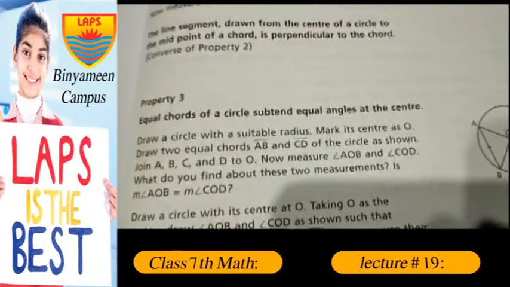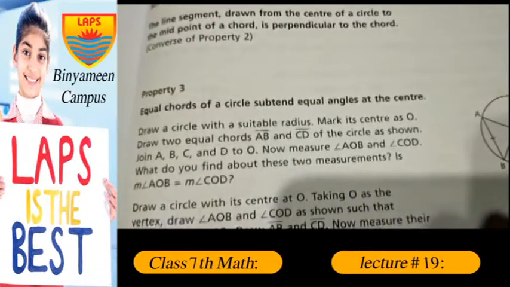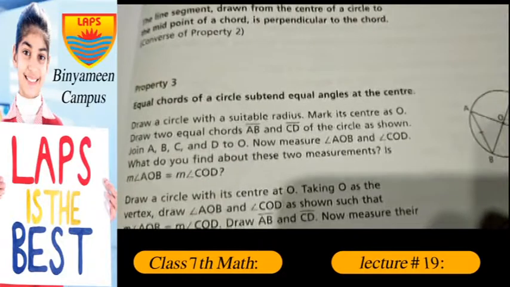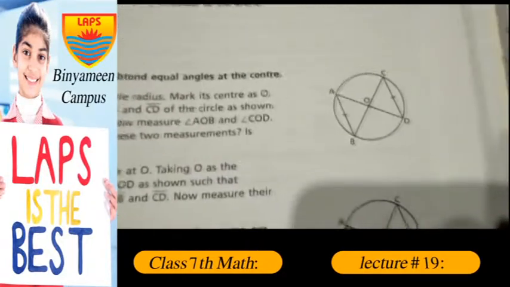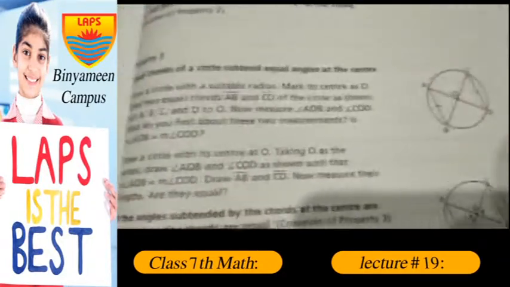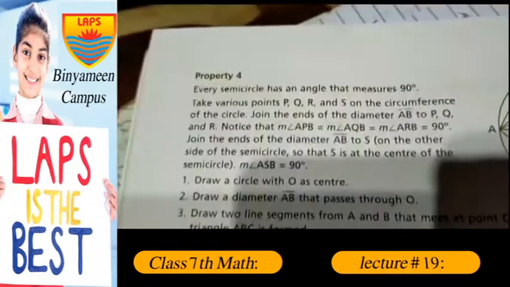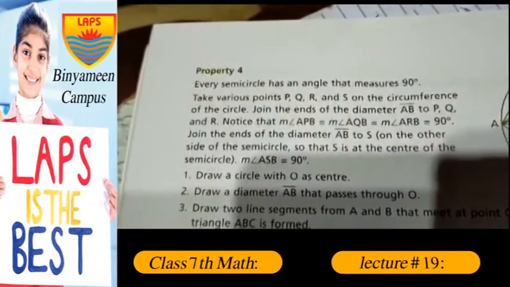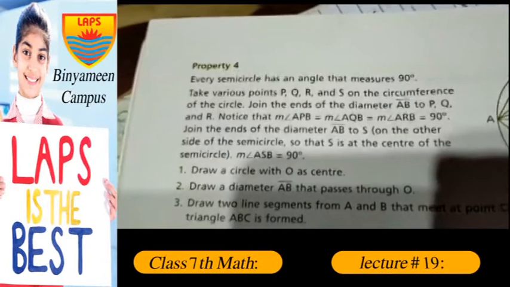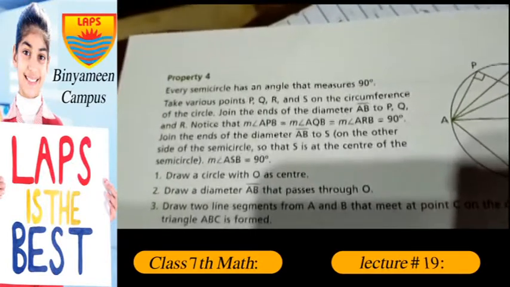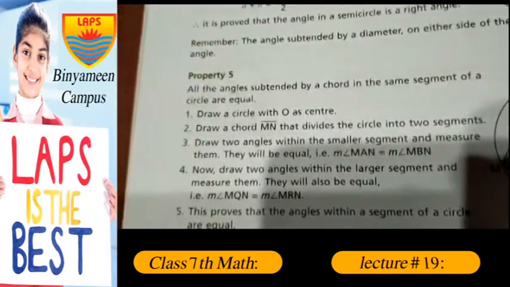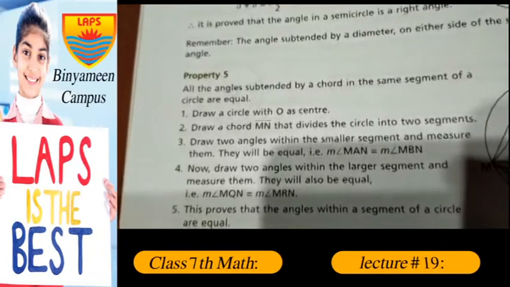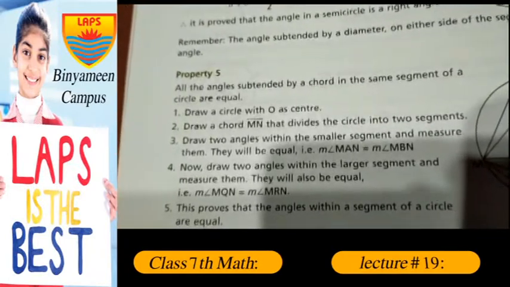Third property, equal chords of the circle subtend equal angle at the center. Fourth property, every semicircle has an angle that measures 90 degrees. Fifth property, all angles subtended by the chord in the same segment of a circle are equal.